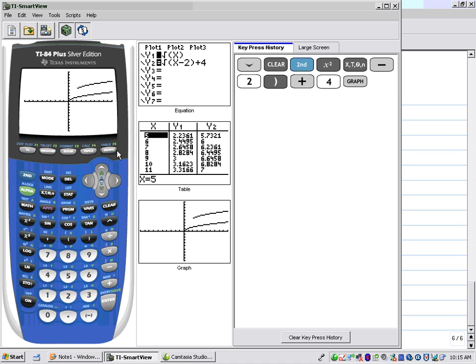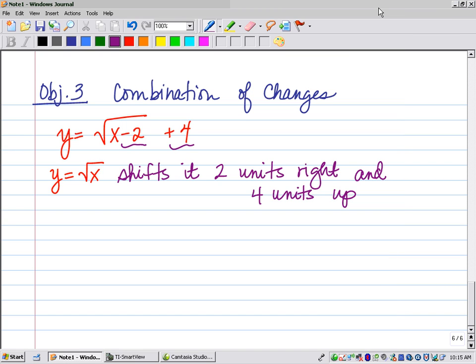Over and up. How's the domain affected? Yeah, the domain is affected. The domain of this new function is shifted right 2 units. So the domain is 2 to infinity. The range is shifted up 4 units. So now it is 4 to infinity. Okay, so some pretty cool stuff.